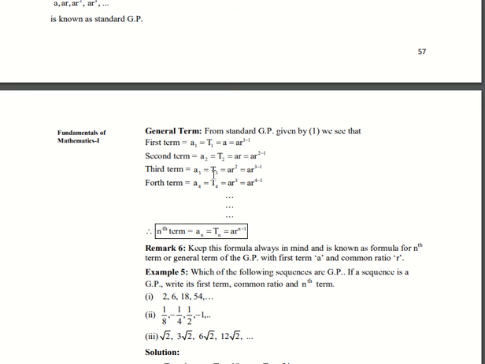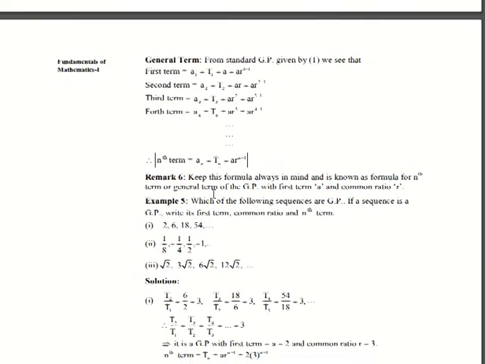It is represented by t subscript n. Alright, so if I ask you to write the third term of a geometric progression, it is going to be written as t subscript 3, and what would it be? a into r to the power 3 minus 1, which is ar square. Alright, I think that is easy for you to absorb.